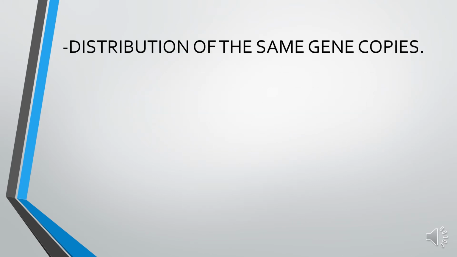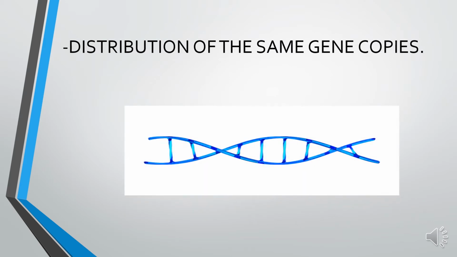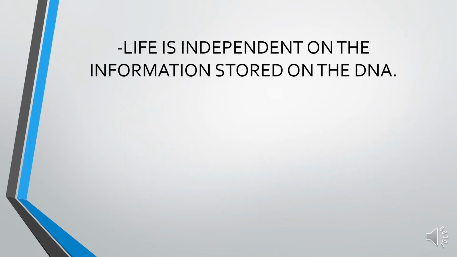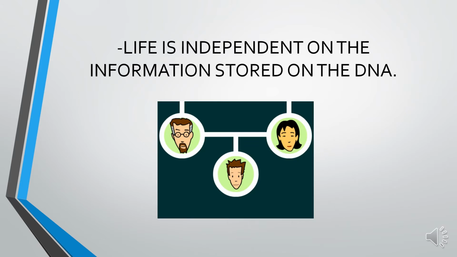Next is the distribution of the same gene copies. Life is dependent on the information stored in the DNA. Without replication of the DNA, the traits and information will never be passed on and life would cease to exist. If you see the picture, without DNA replication, you cannot have the traits or the features of your mother or father. And if DNA replication goes wrong, you may experience abnormalities, which is not good.